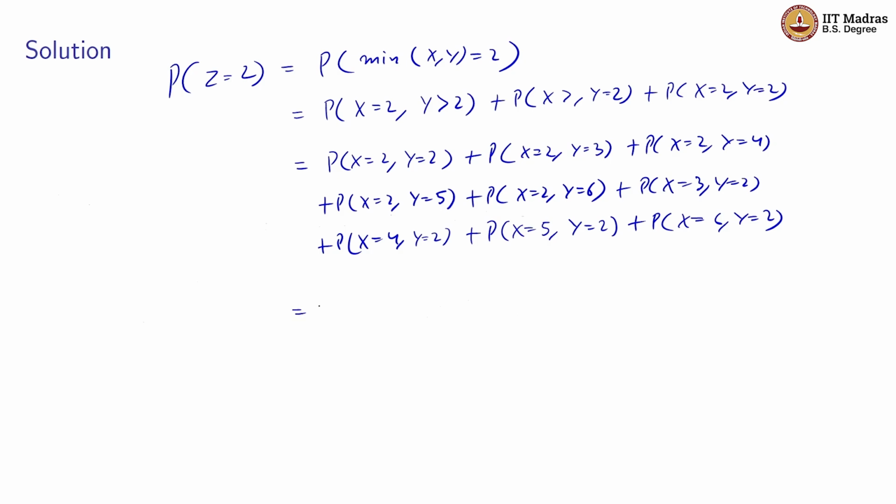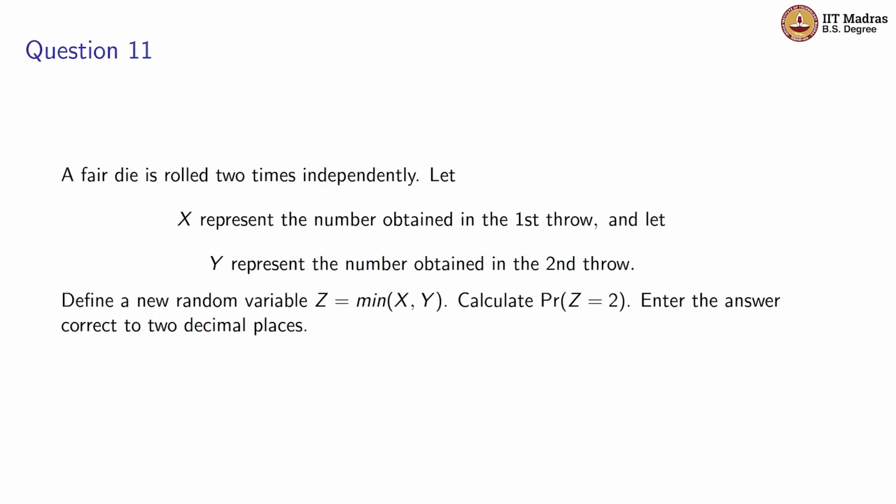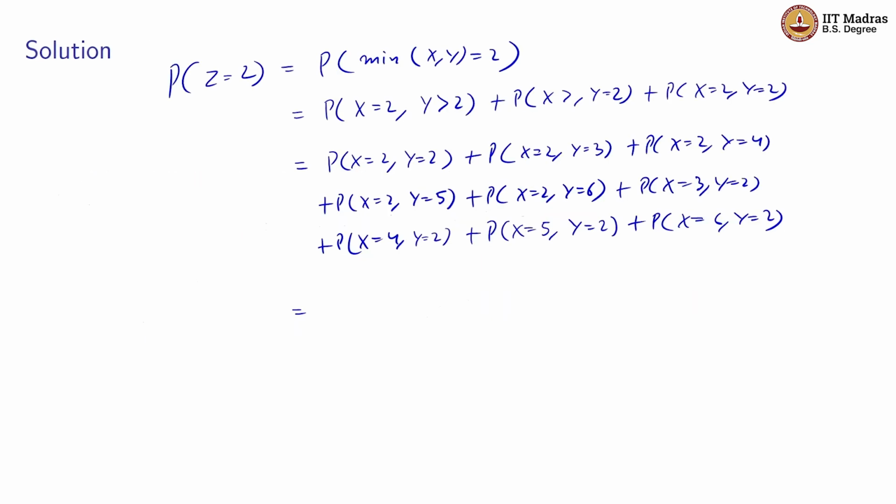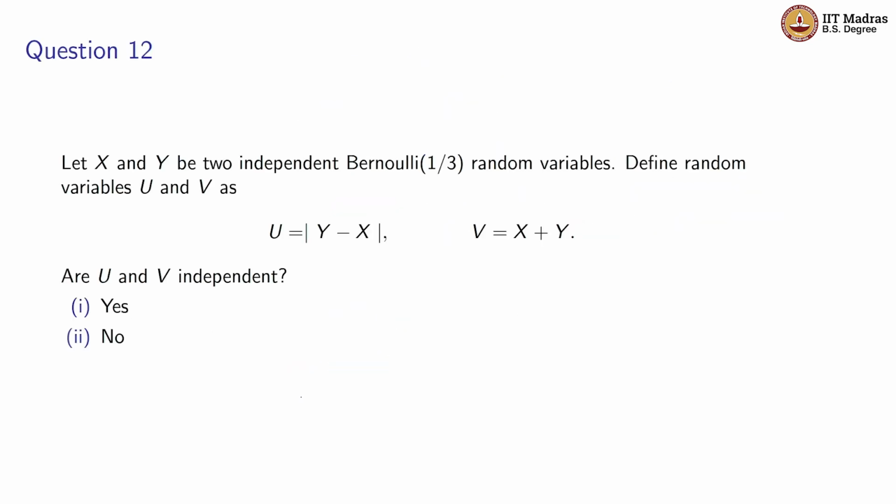As both the random variables are independent and both represent the outcome of rolling a die, the joint can be written as the product of marginals, and all the probabilities will be equal to 1 by 6. So all the terms here will be equal to 1 by 36. So this will be equal to 9 into 1 by 36, and on further simplification this is equal to 0.25, and this is our required answer.